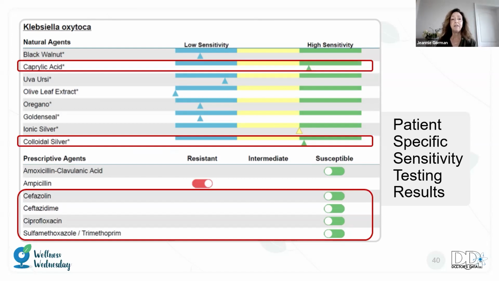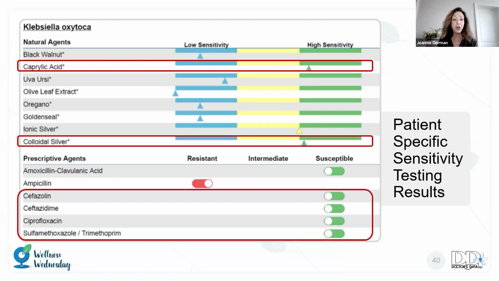So this is what the sensitivity testing does look like, and it is identifying our natural agents, the list there, and how each of those agents did in vitro with the patient's stool against this Klebsiella. For the natural agents, we'd want you to suggest 2 agents concurrently for your patient. The most highly sensitive would be the most logical. So in this case, caprylic and colloidal silver.